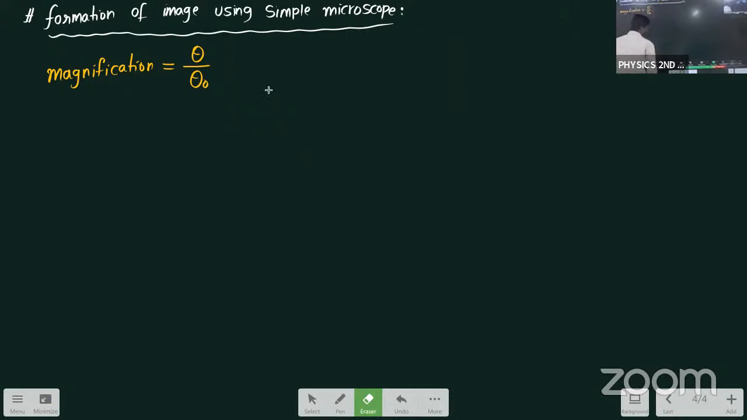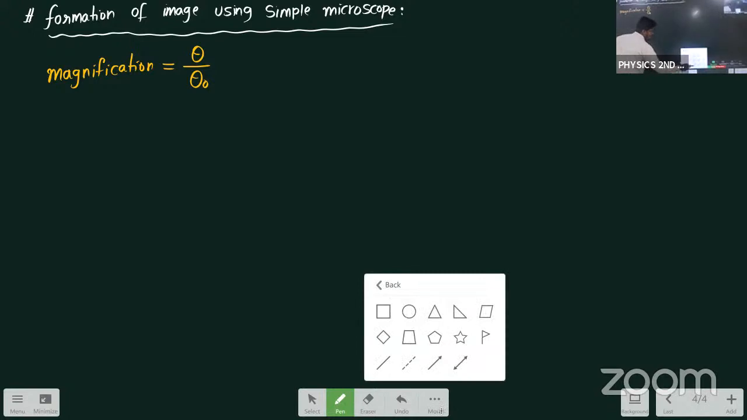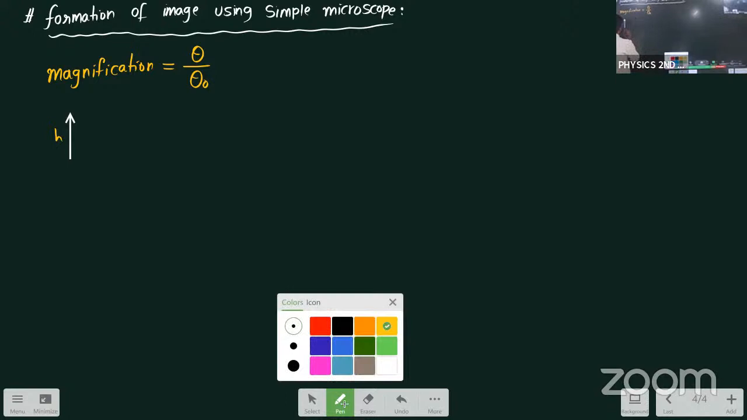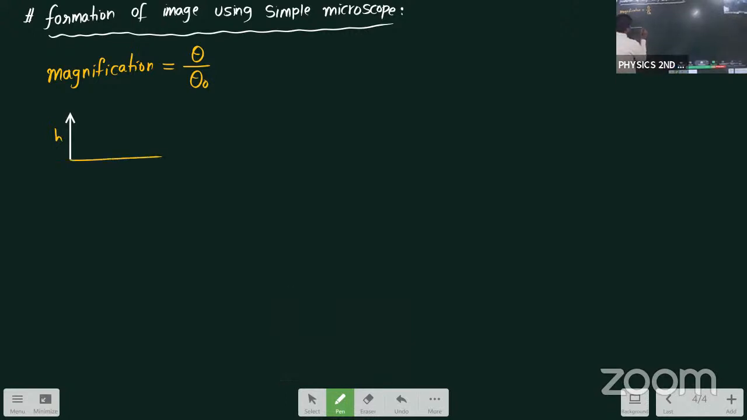Magnification formula. Now let us assume there is one object here. The height of the object is h. Now I am trying to see this object from somewhere here.